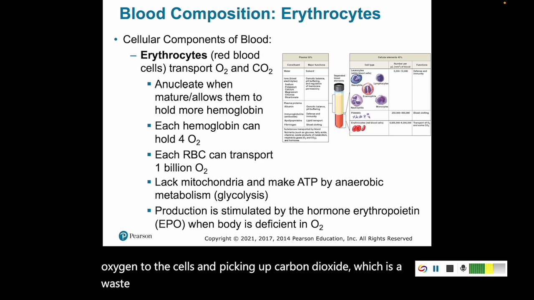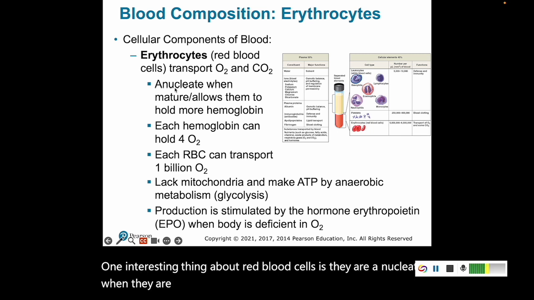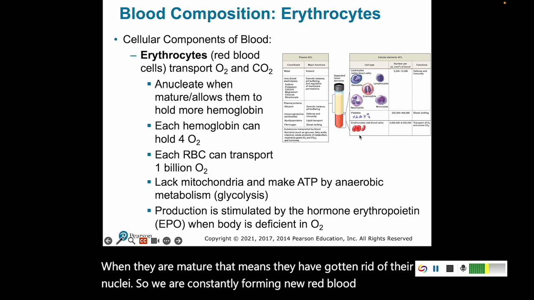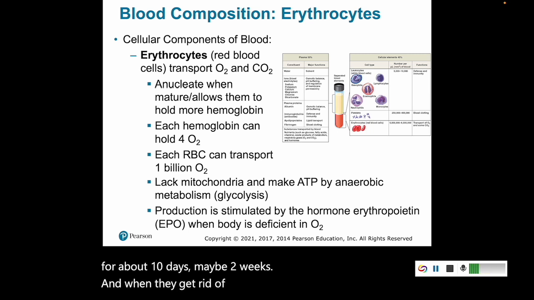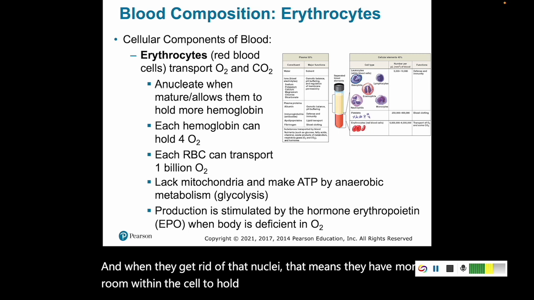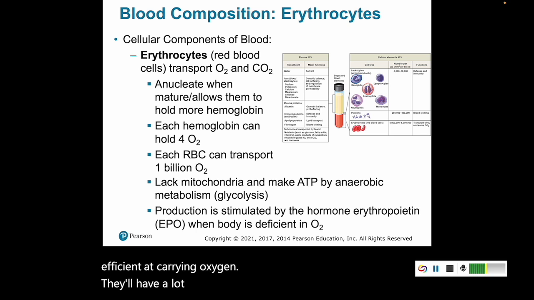One interesting thing about red blood cells is they are anucleate when they are mature. That means they have gotten rid of their nuclei. So we are constantly forming new red blood cells. They live for about 10 days, maybe 2 weeks. And when they get rid of that nuclei, that means they have more room within the cell to hold hemoglobin so that they're more efficient at carrying oxygen. They'll have a lot of hemoglobin within their cell.